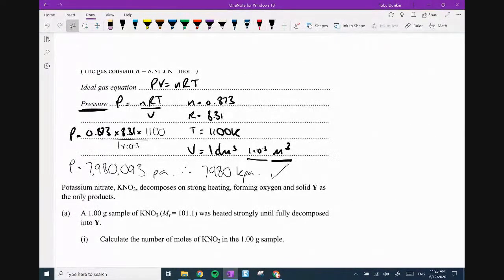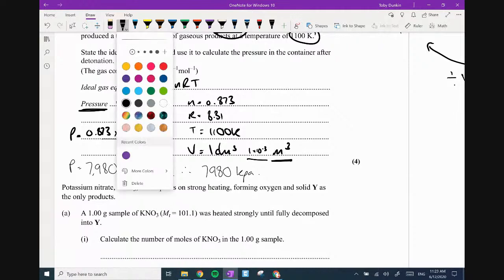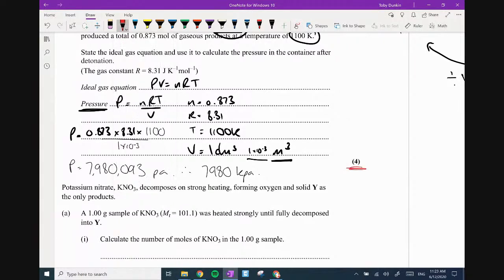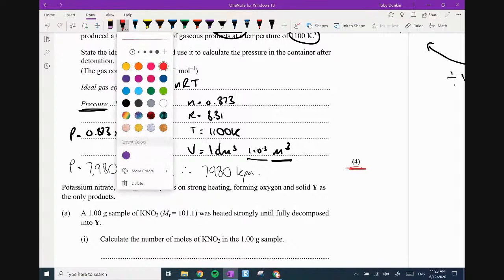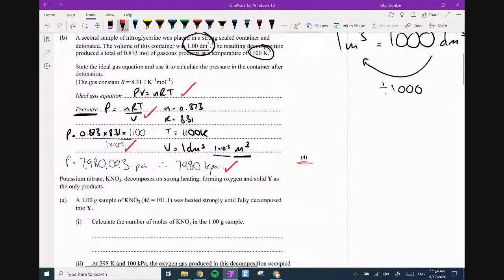Now, just to let you know, I'm going to mark this as if we're in an A-level exam. 4 marks. 1 mark for the equation, 1 mark for the rearrangement, 1 mark for the conversion, and 1 mark for the final answer. There's the 4 in its entirety. Tick it if you got 4, folks. Next.